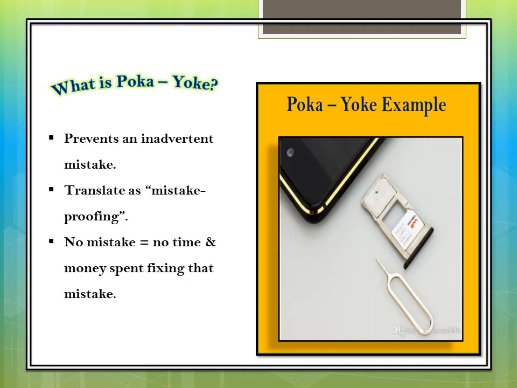Poka-yoke is a Japanese name for a mechanism that prevents a user from making an inadvertent mistake in a process. Poka-yoke literally translates as mistake proofing, and the logic behind Poka-yoke is that if we don't make a mistake in the first place, then we don't have to spend time and money fixing that mistake. We will look at more examples of Poka-yoke shortly.